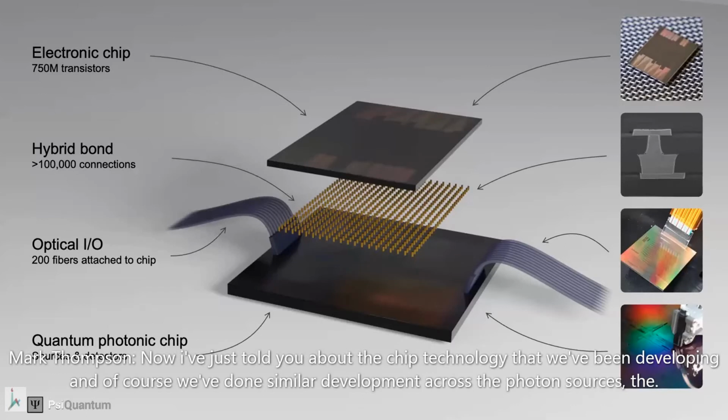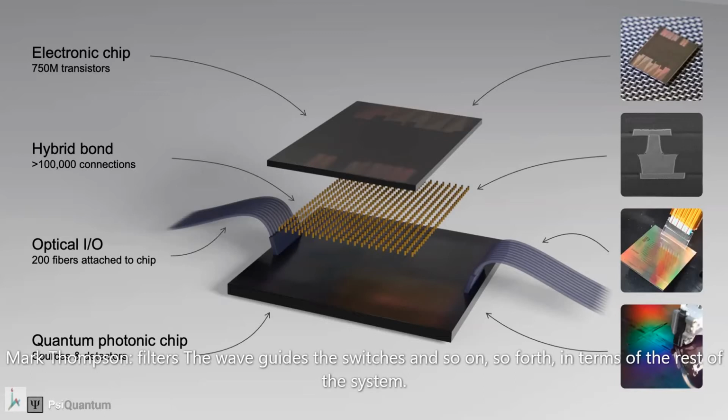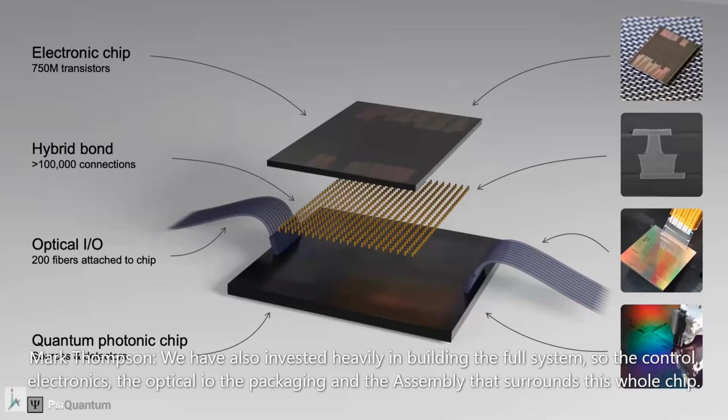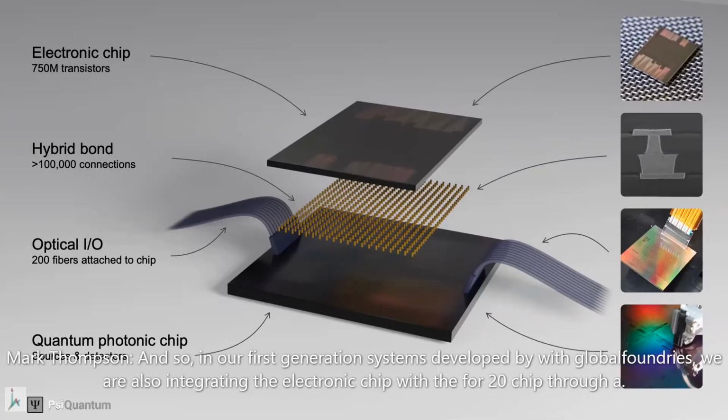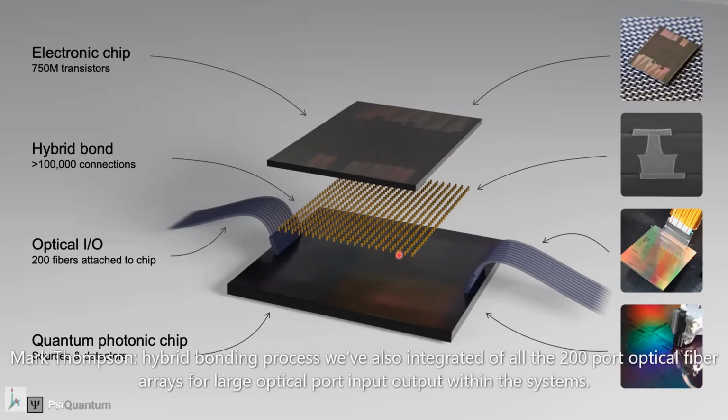Now, I've just told you about the chip technology that we've been developing, and of course we've done similar development across the photon sources, the filters, the waveguides, the switches, and so on and so forth. In terms of the rest of the system, we have also invested heavily in building the full system, so the control electronics, the optical I/O, the packaging, and the assembly that surrounds this whole chip. And so in our first generation systems developed with GlobalFoundries, we are also integrating the electronic chip with the photonic chip through a hybrid bonding process. We've also integrated of order 200 port optical fiber arrays for large optical port input-output within these systems.